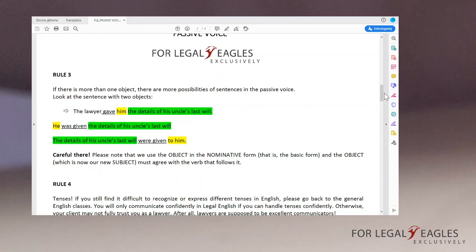Rule number 3. If there is more than one object, there are more possibilities of sentences in the passive voice. Look at the sentence with 2 objects. The lawyer gave him the details of his uncle's last will. Careful there, make sure you use the object in the nominative form, that is the basic form, and that the object, which is now our new subject, agrees with the verb that will follow it. So our new passive voices are: he was given the details of his uncle's last will, or the details of his uncle's last will were given to him.